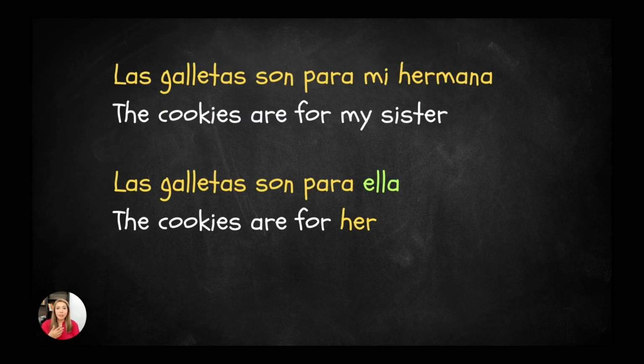Now, in conversation, that noun, we replace it sometimes with a pronoun. Example, las galletas son para mi hermana. The cookies are for my sister. Well, in conversation, I'm not going to keep on repeating my sister, my sister, my sister, because if you already know that we're talking about my sister, I am going to start saying the cookies are for her. And anytime I say for her, you know that I'm talking about my sister.